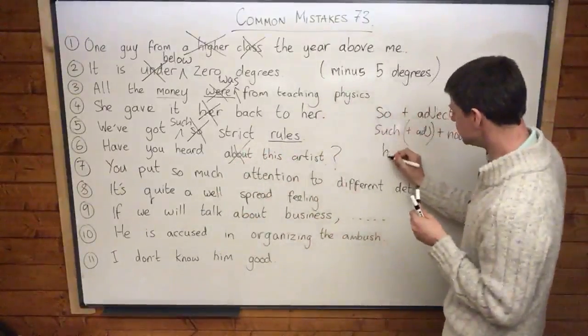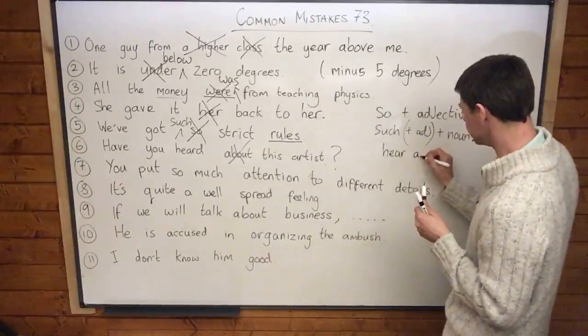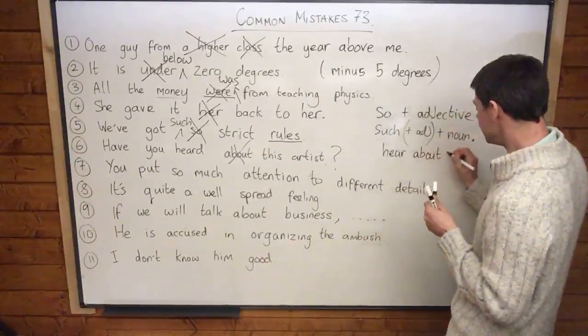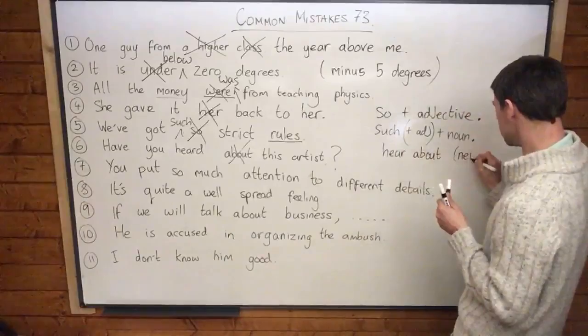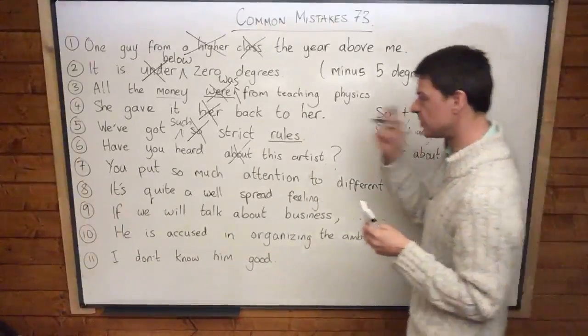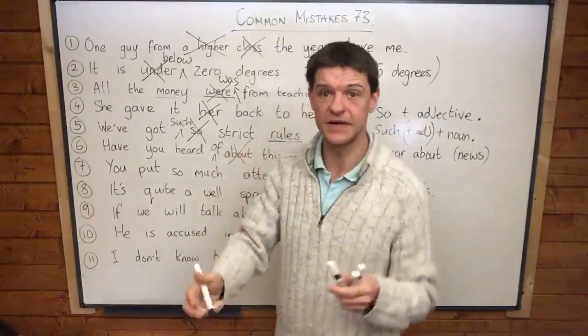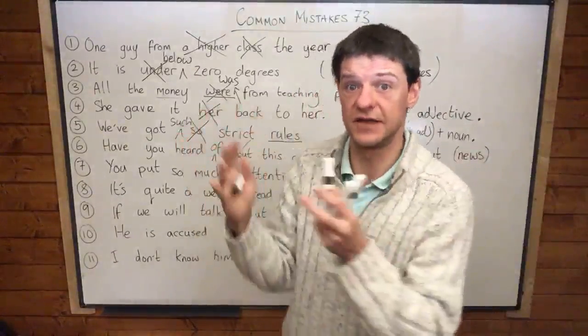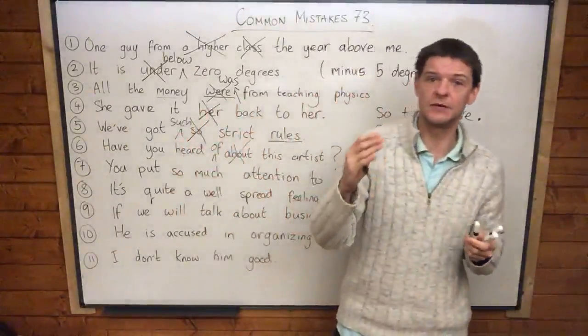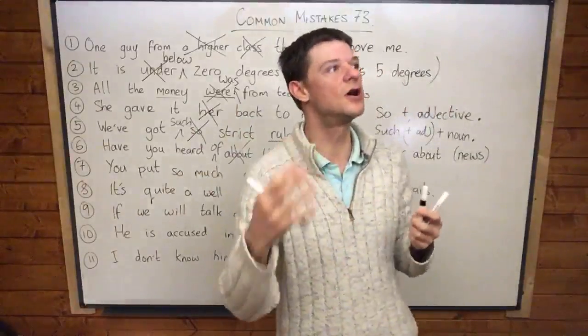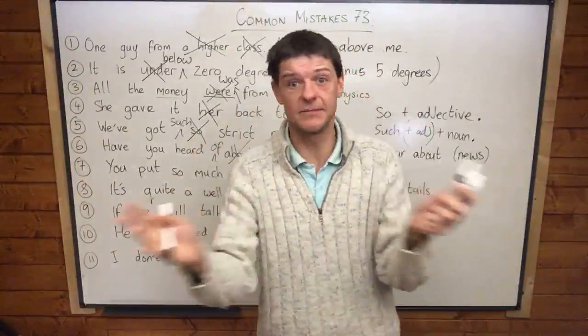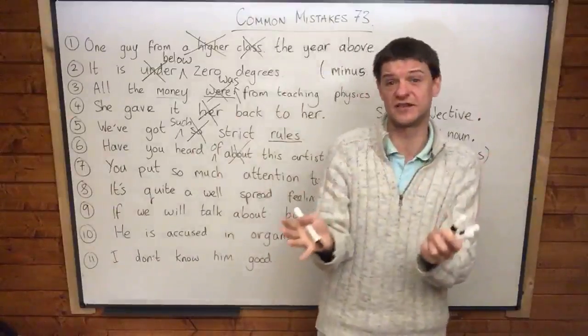Hear about means hear about news. Hear of means have you ever heard of this person? Have you ever heard the name? And that's what the student wanted to say. They were asking me if I had ever heard the name of this artist. So if you're asking someone, have you heard of Mozart? It means, have you ever heard of this name in your life?